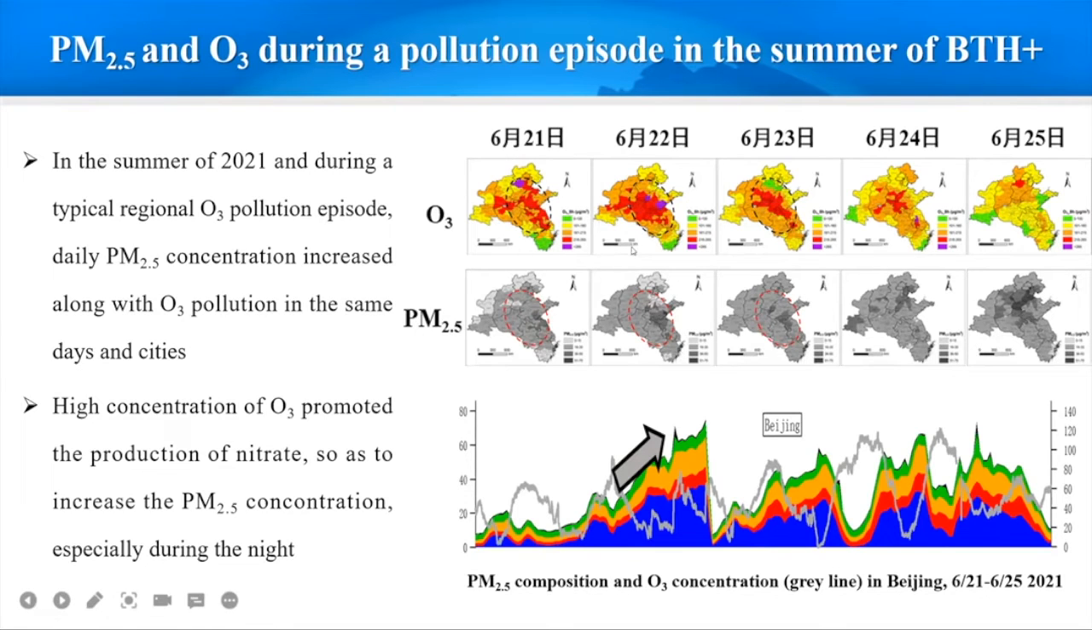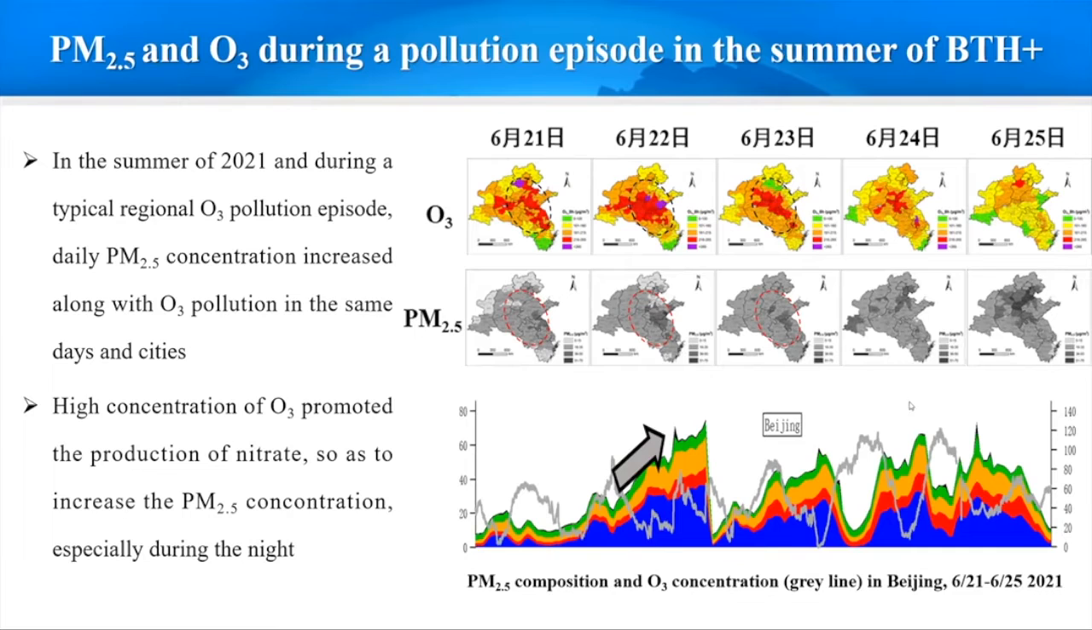For example, we can see here the area located in Hebei, Shandong, Jiangsu, and Henan. We can see that both have ozone pollution and not very heavy pollution for PM2.5, but we can also see the accumulated PM2.5 pollution in the same area. And the two pollutions occur on the same day. But when we look at the diurnal variation of PM2.5 and ozone, they are quite different.